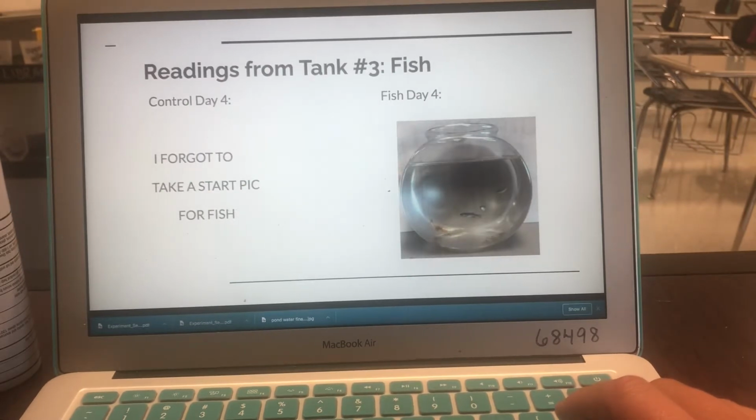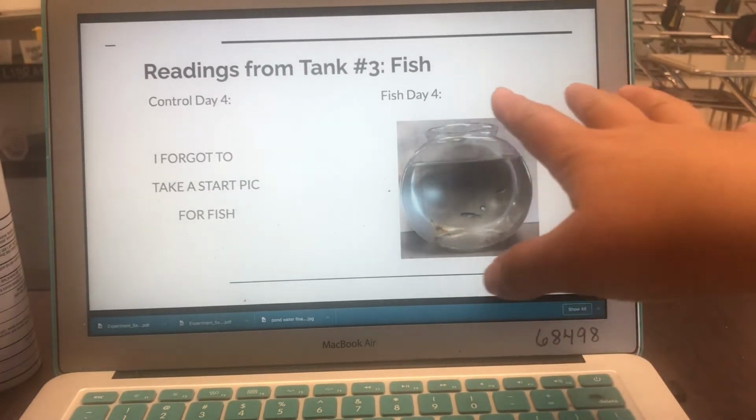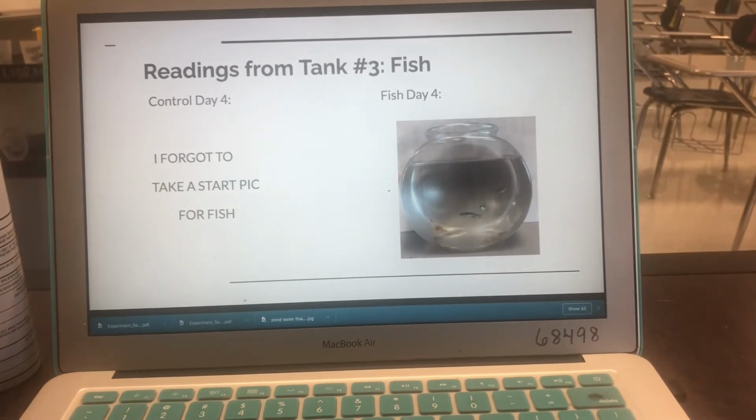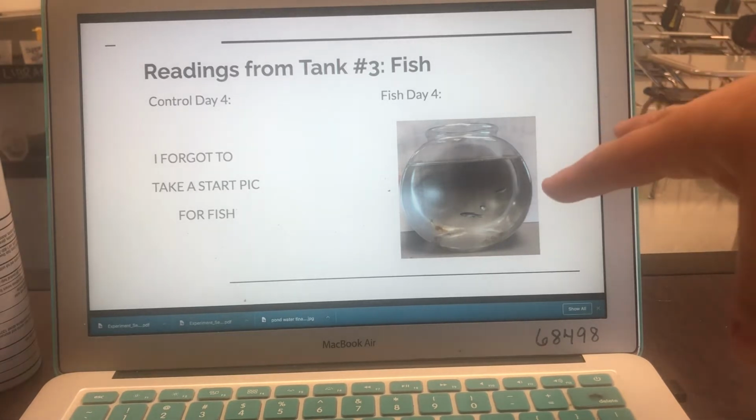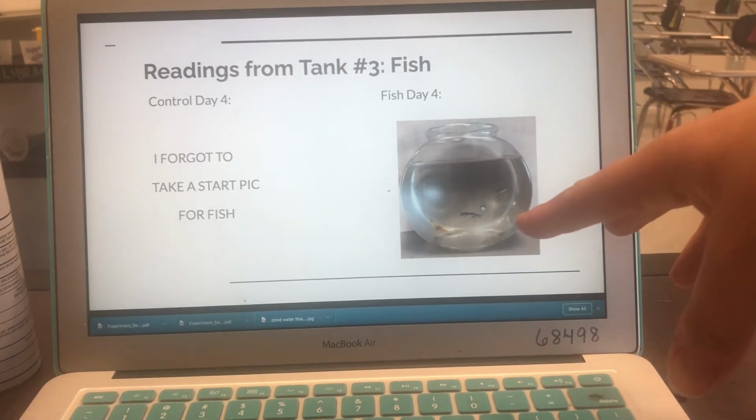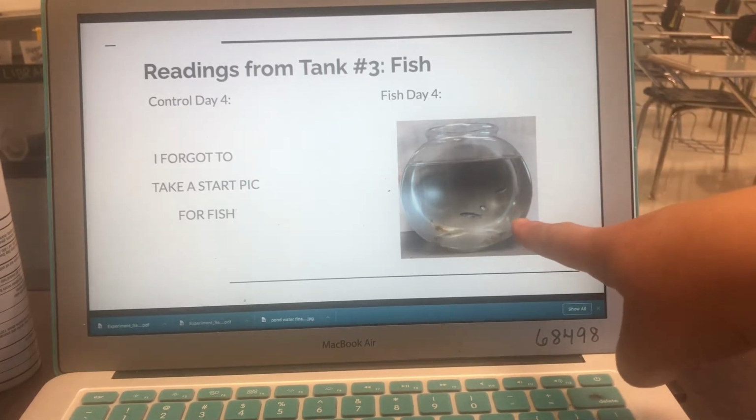Tank 3 with the fish. A little bit about the fish. I was not able to get goldfish because of Corona. They're not delivering live fish to PetSmart or Petco or anywhere else in Mississippi. And goldfish can tolerate being put in pond water, but the fish that I use, the Danios, cannot. So we had to let them remain in their own water.